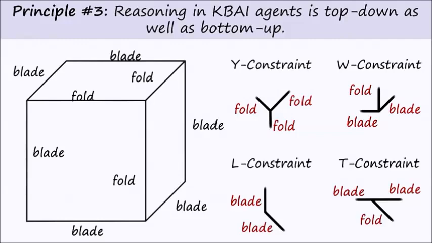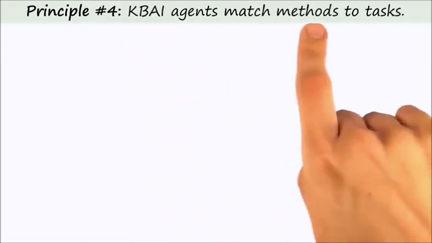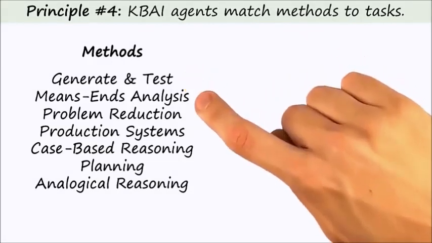Some current theories of human cognition think of brains as predictive machines. We're constantly generating expectations. We're constantly making predictions about the world that guide our reasoning, that guide our actions. Our fourth principle was that knowledge-based AI agents match methods to tasks. At the beginning of this course, we covered several very powerful problem-solving methods like generate and test and means-ends analysis.